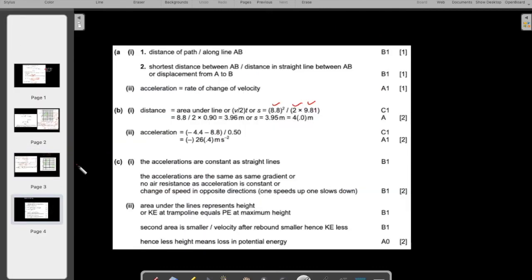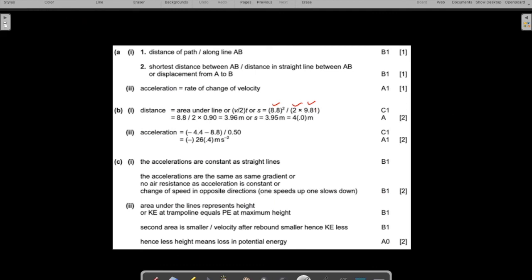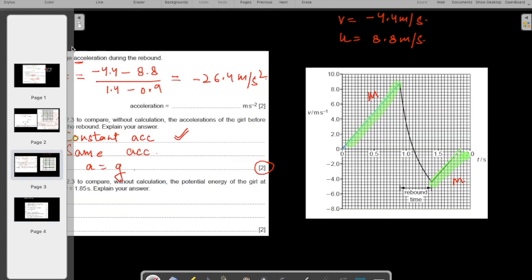Here is the mark scheme. Refer the mark scheme, pause the screen and refer the mark scheme. This is precisely what I have just explained. Alright, let us move on to the next question now.